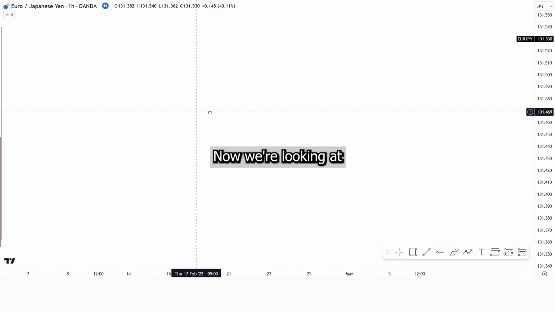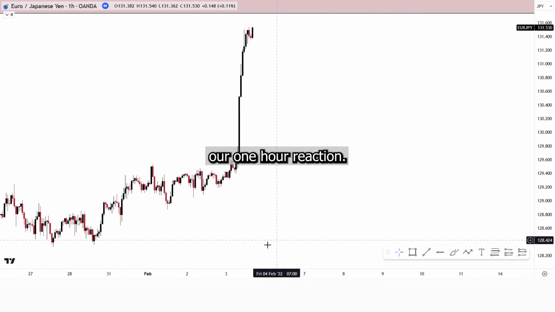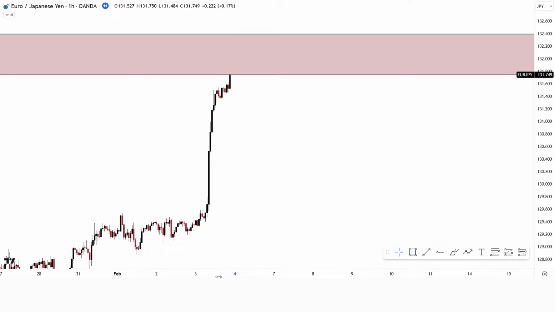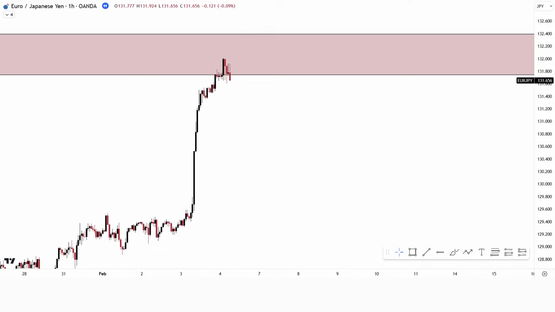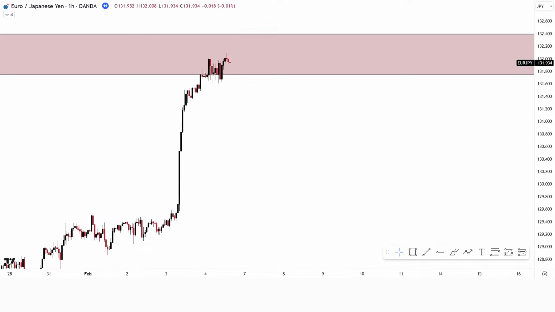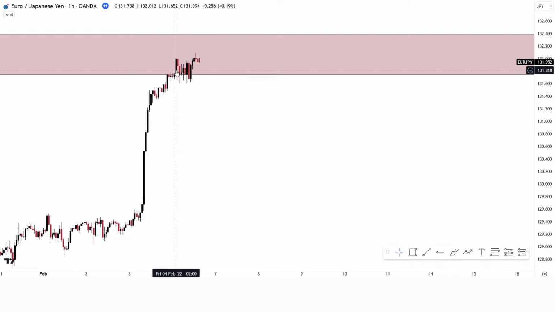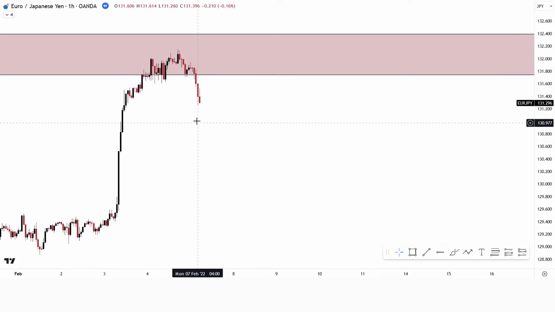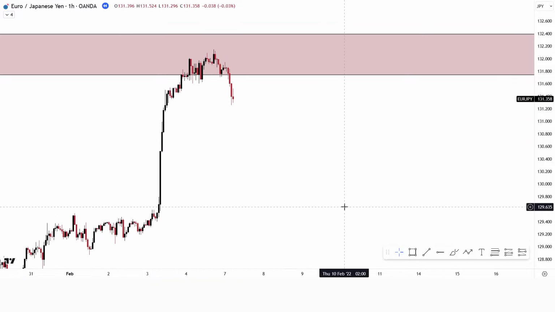Now we're looking at our 1 hour reaction. So what do we have here? We don't have a significant sell-off. We must continue. Okay, now we have a significant sell-off, which is much greater than the previous two swings. So we can mark this as our buying climax.